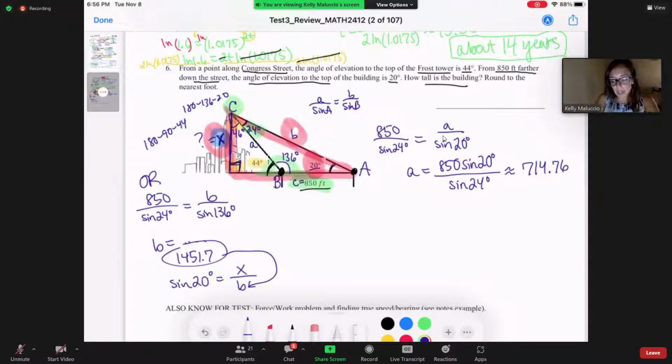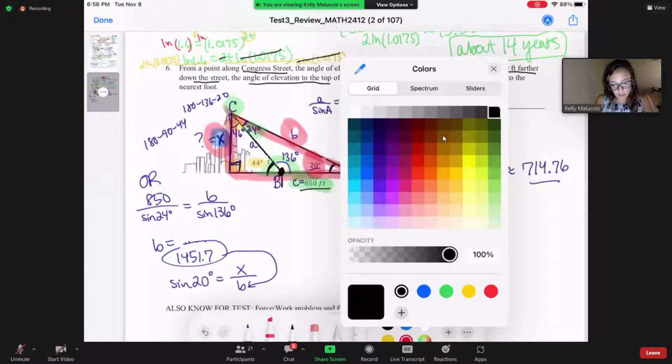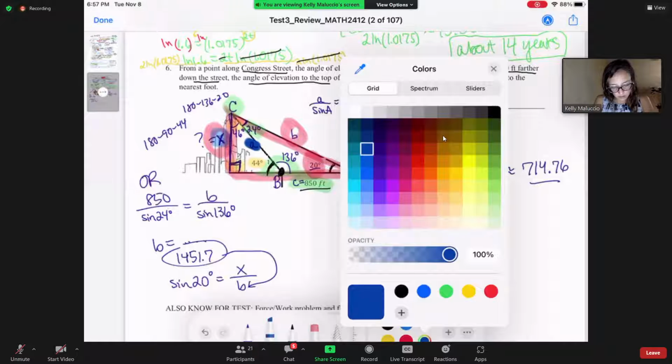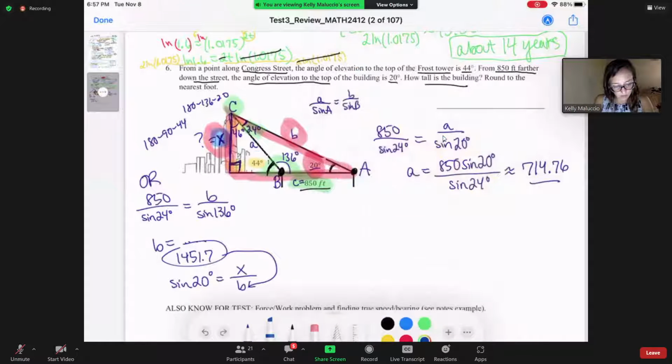So I got A. Let's maybe do a little, not red. Let's do it's like a different color from blue maybe. Oh, is that too dark? Maybe, but here we go. That's fine.